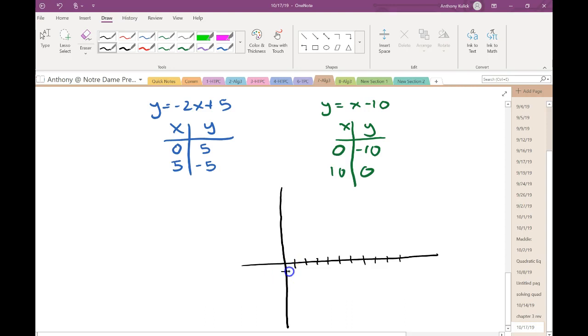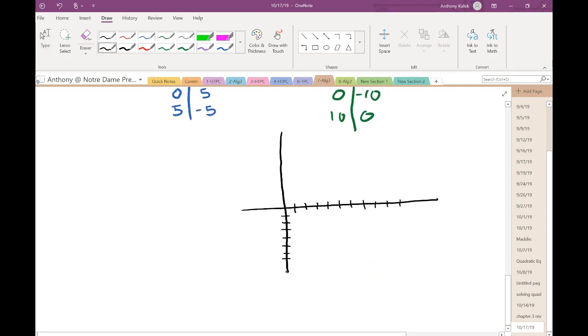1, 2, 3, 4, 5, 6, 7, 8, 9, 10. 1, 2, 3, 4, 5. Okay. So I'll start by plotting the first one. I have 0, 5, and then 5, -5. And I'll draw my line.